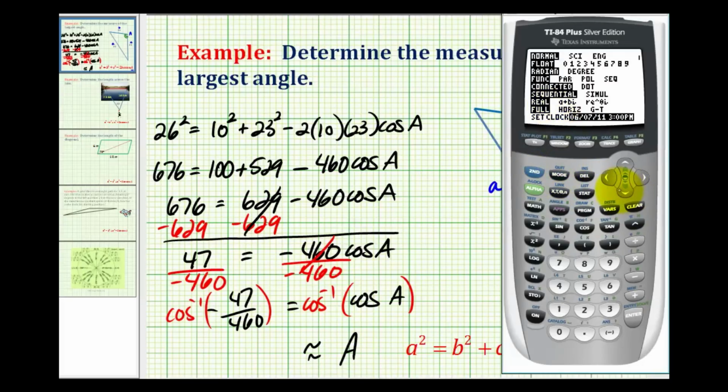So we'll go to the third row and highlight degree, press enter. Go back to the home screen. Now press second cosine, and then we'll type in negative 47 divided by 460. So angle A is approximately 95.9 degrees.